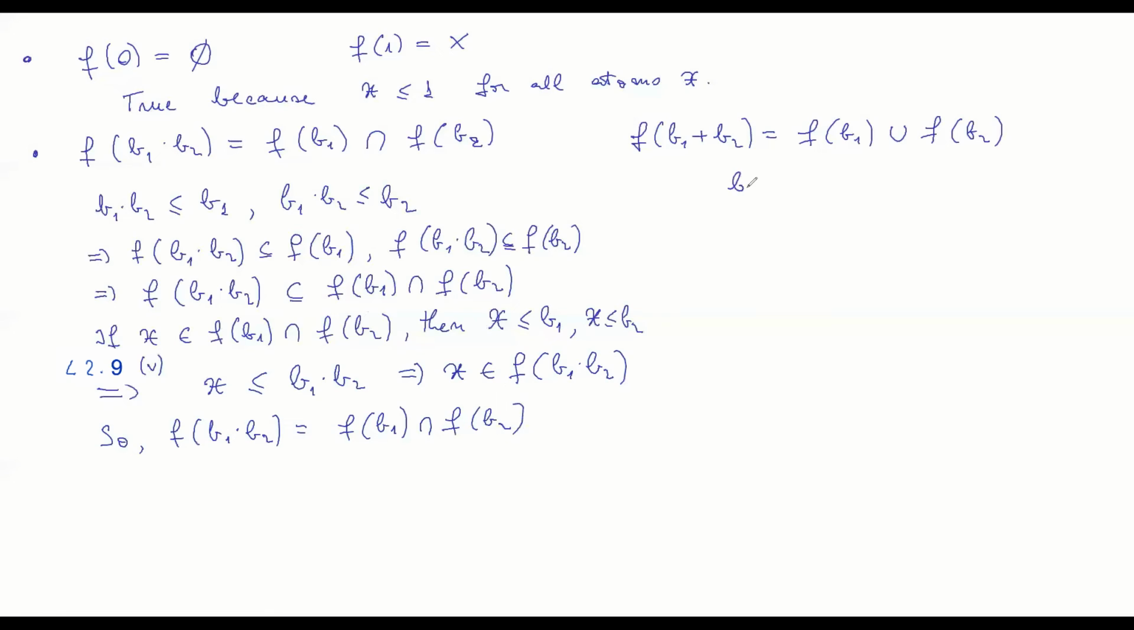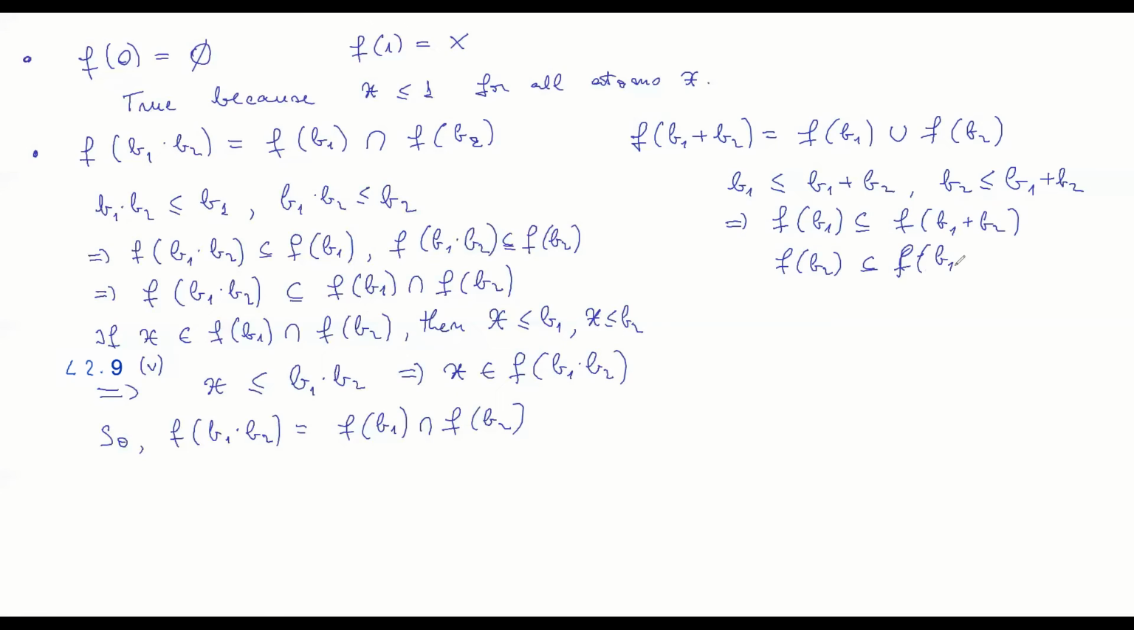So if I focus on this side of the proof, remember that we have b1 is smaller than or equal to b1 plus b2, and also b2 is smaller than or equal to b1 plus b2. So this implies that really f of b1 is included into f of b1 plus b2, and also f of b2 is included into f of b1 plus b2. And obviously, based on this, the union is included into f of b1 plus b2.